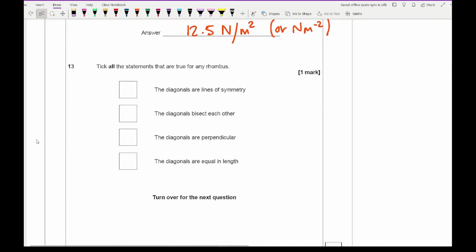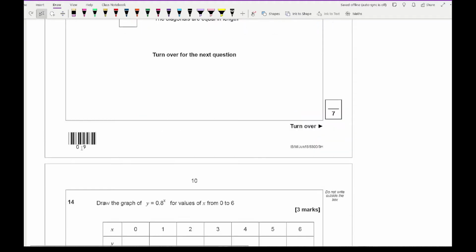The next question then says tick all the statements that are true for any rhombus. Well, for these types of questions, sometimes it's often useful to sketch a rhombus. And let me just do like so. And which are the correct statements? So it's the diagonals are lines of symmetry, which is true. Diagonals bisect each other, that is true. And the diagonals are perpendicular, which is true. And the only one that isn't true is the last statement.